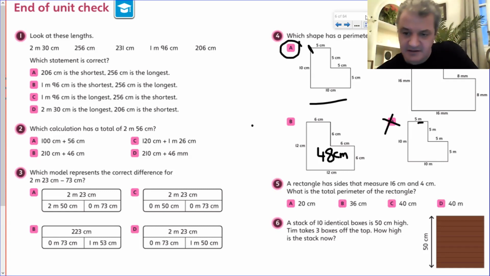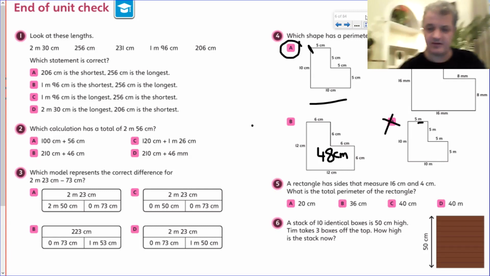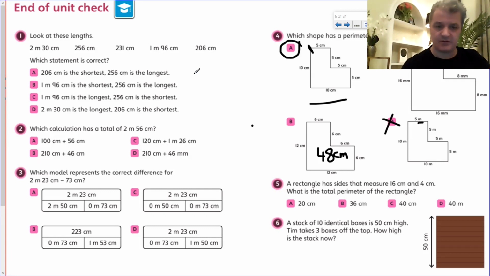A rectangle has sides that measure 16 centimeters and 4 centimeters. What is the total perimeter of the rectangle? Okay, I've got my ruler with me now. I should hope everyone, if you draw any shapes, any rectangles or squares, uses a ruler to do it. Do a little sketch.